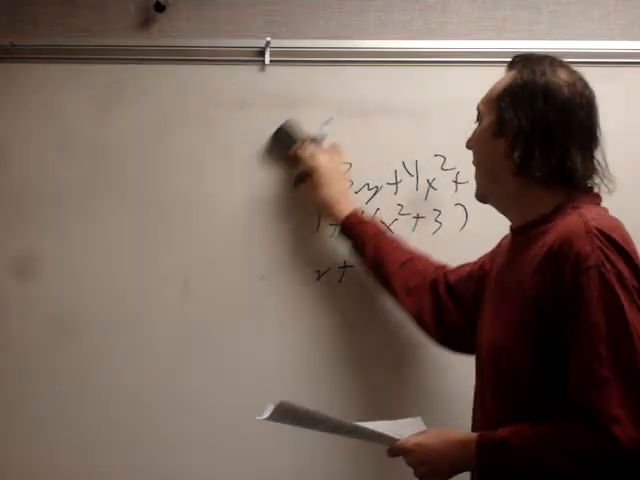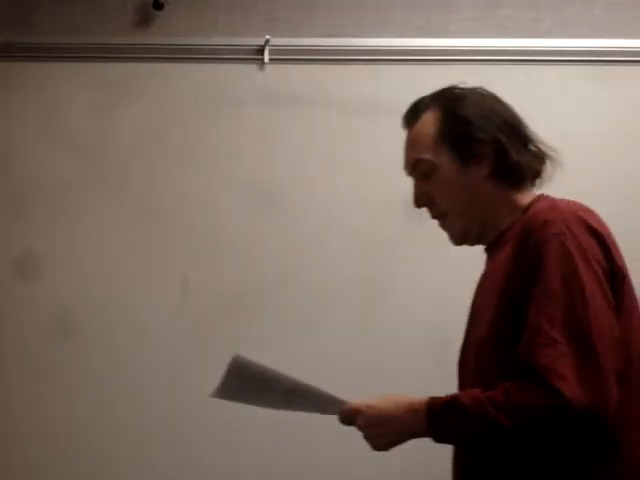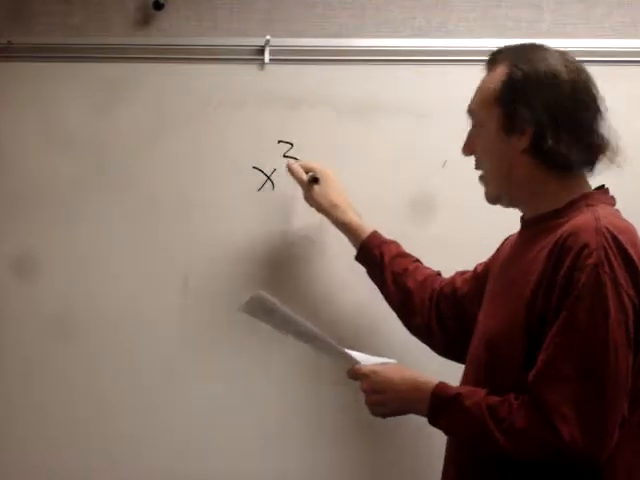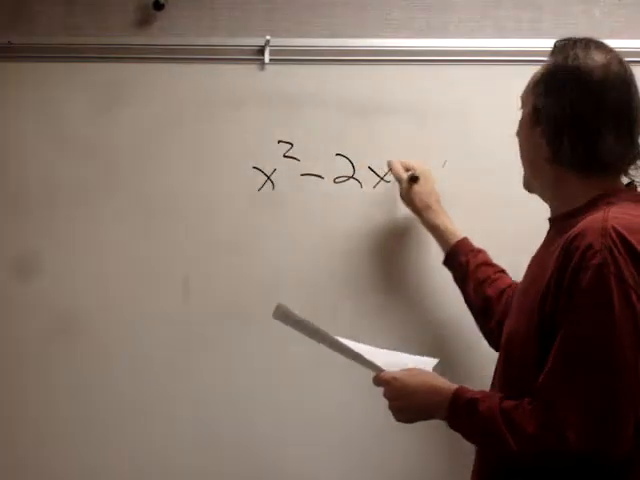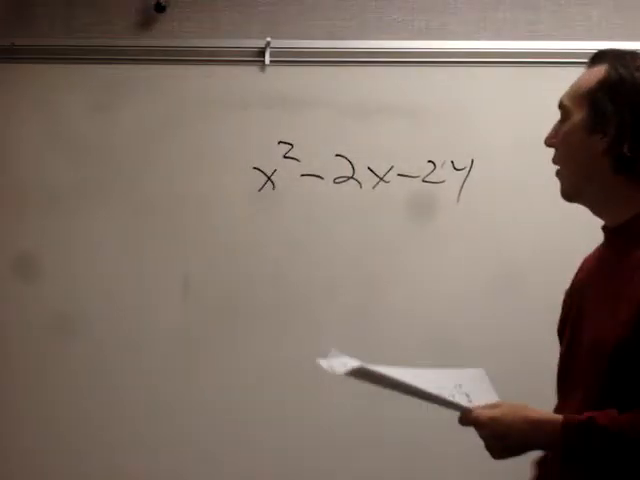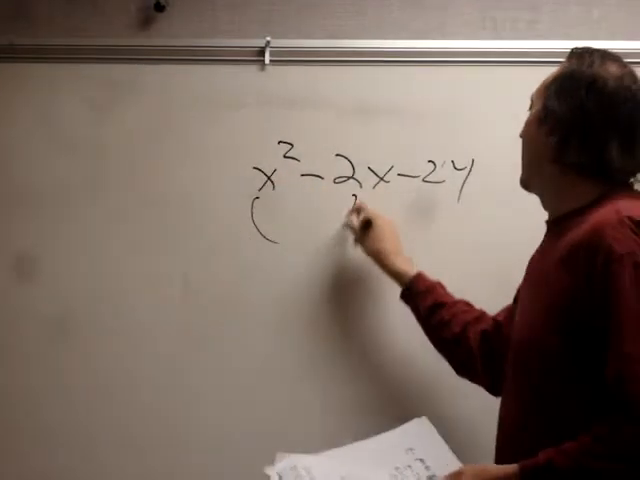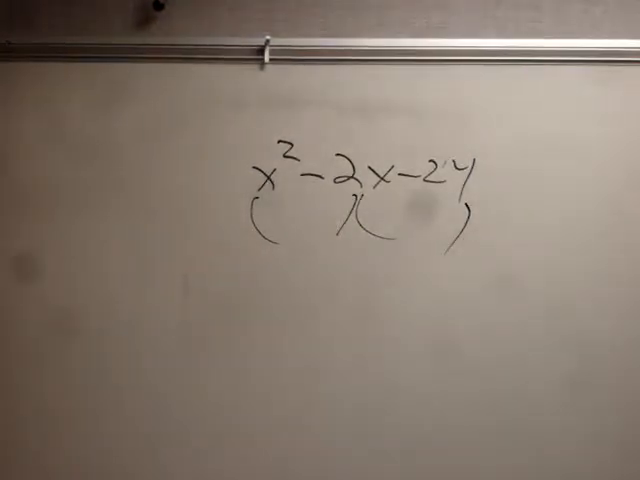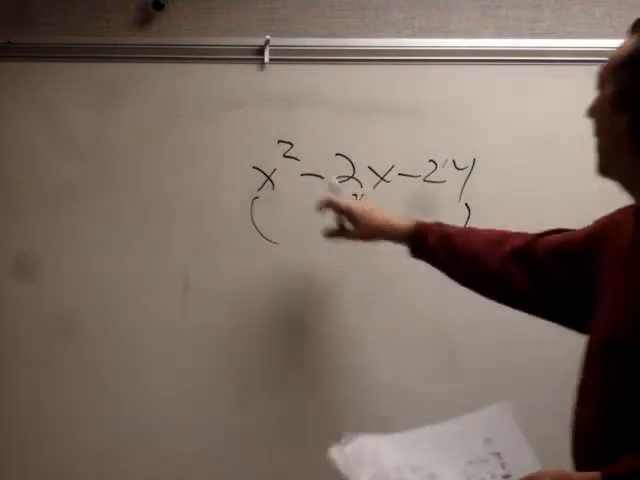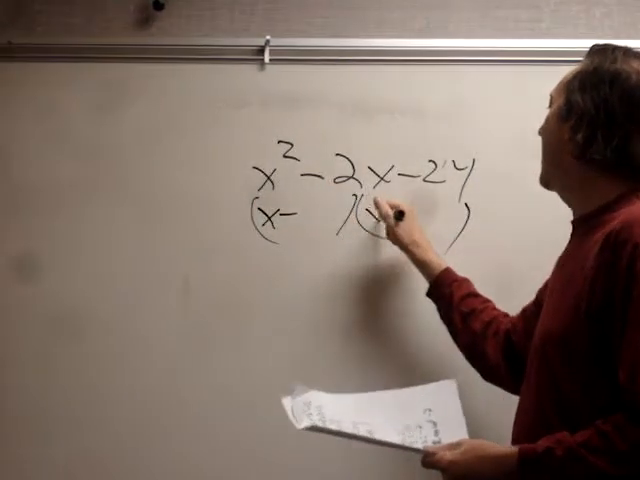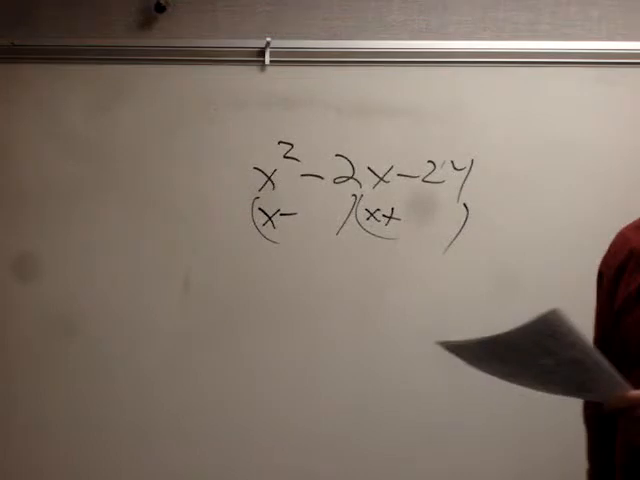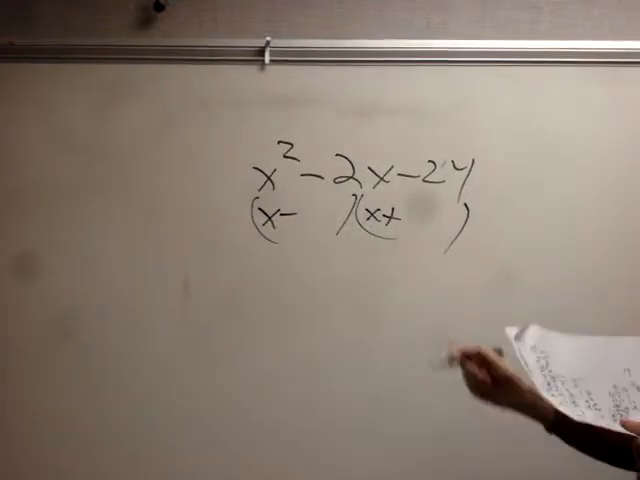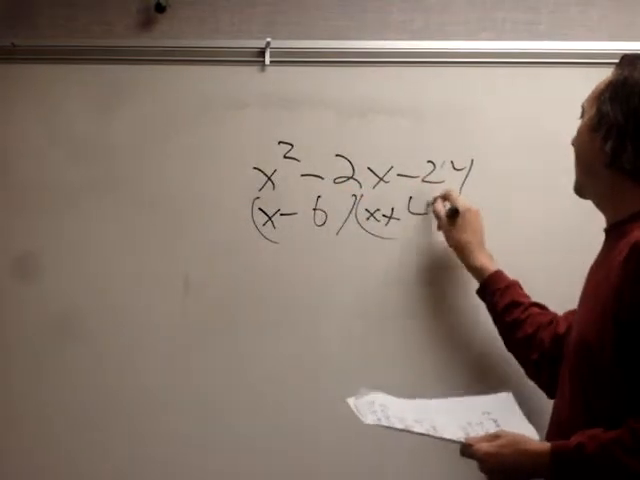Next, we're going to be given a trinomial. Let's say x squared minus 2x minus 24, and we need to factor this. We see that we have two minuses. So that means we're going to have one minus, one plus. And the minus is going to be bigger because our b term is a minus. So we're going to put x minus, x plus. Our two factors of 24 that subtract to get to 2 are 6 and 4.